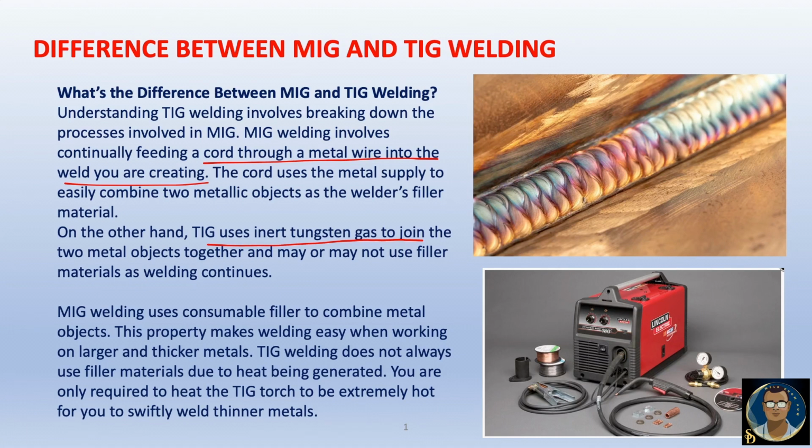MIG uses consumable filler to combine metal objects. This property makes welding easy when working on larger and thicker material. TIG welding does not always use filler material due to the heat being generated. You only need to heat the TIG torch to be extremely hot for you to swiftly weld thinner material.